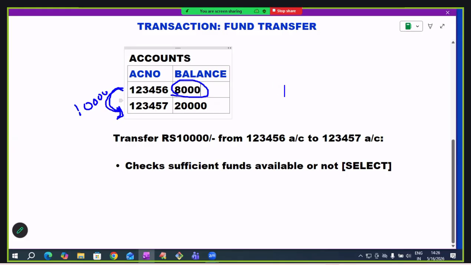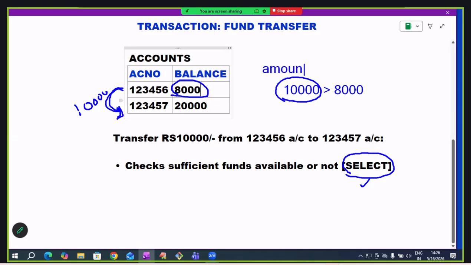So internally, what happens here? It is checking whether our transferring amount is greater than the account balance or not. For this, which command will be used here? Select command. The user-entered amount we hold in one variable. Using select command, we select this balance from the table and we hold it in one variable.